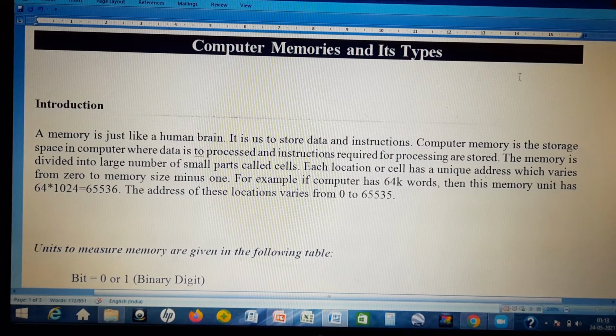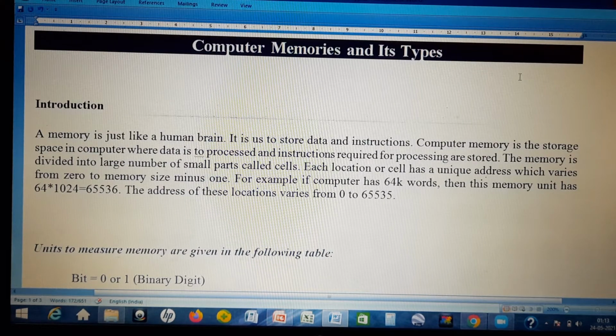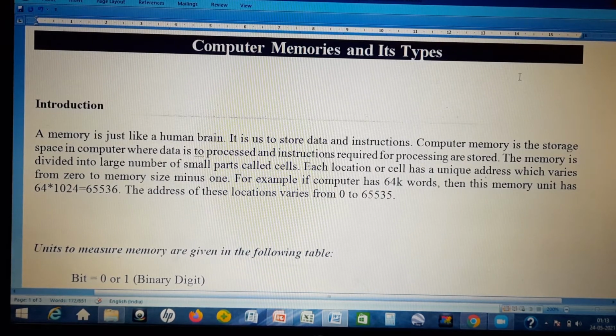For example, if a computer has 64K words, K means 1000, okay students? Then this memory unit has 64 into 1024 equal to 65536. The address of this location varies from 0 to 65535.